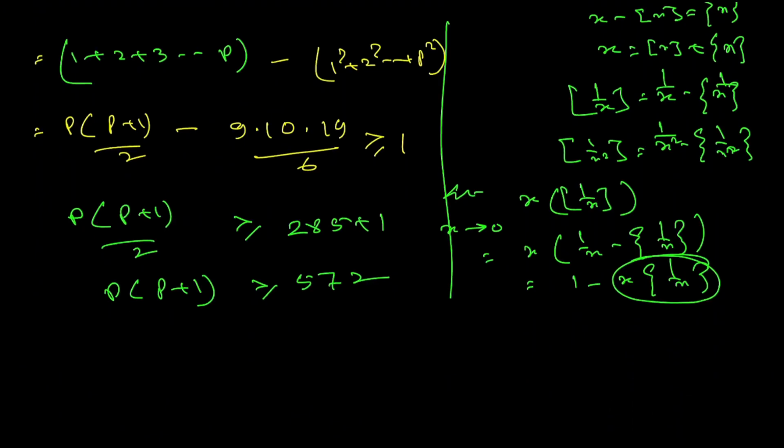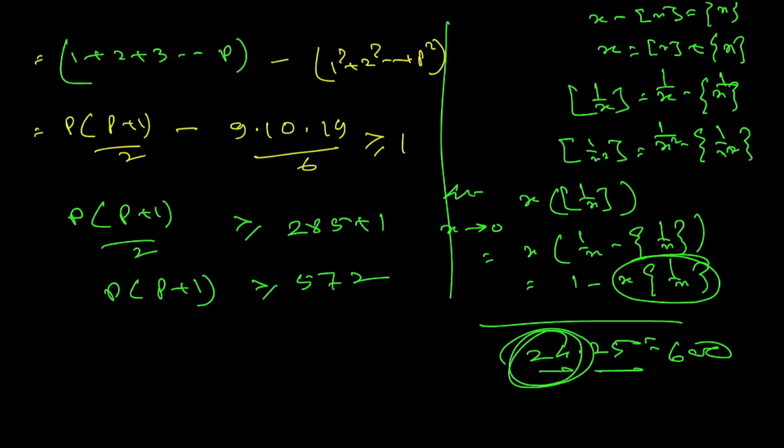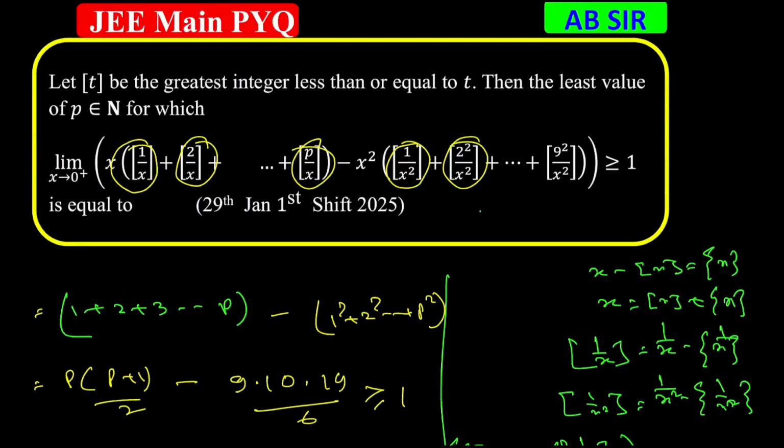What is the product of two numbers? And remember, everybody, 24 into 25 equals 600. Therefore, just greater than 572, that is 24 into 25, and p is 24. Therefore, p should be the minimum value. p should be 24, and the sum is coming to be 24.